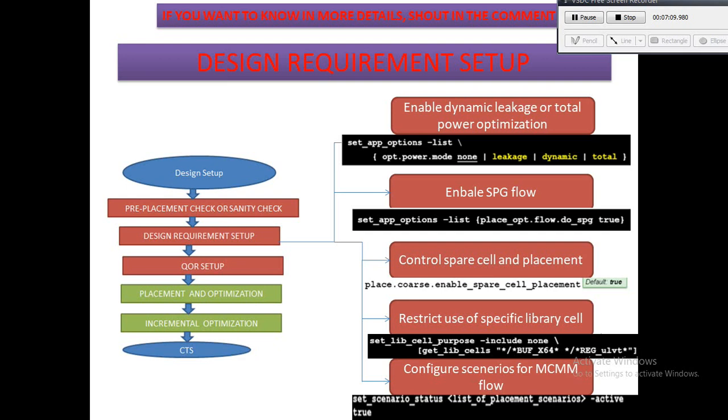So the next step is enabling the SPG flow. If your input netlist was generated by SPG synthesis with Design Compiler Graphical, enable the SPG placement flow by the app options, set_app_option -list place.flow.do_spg true.